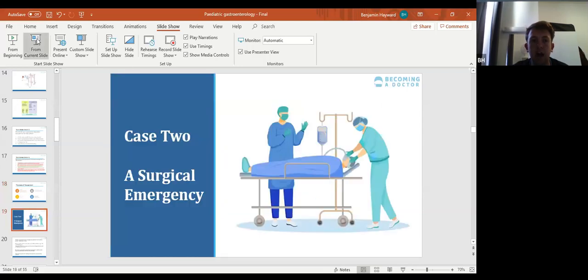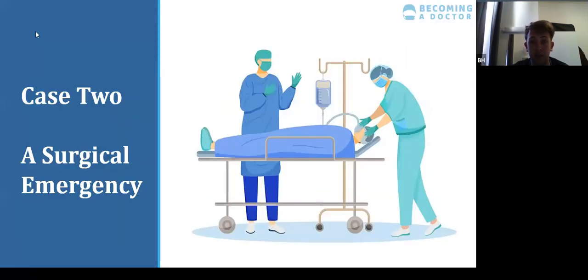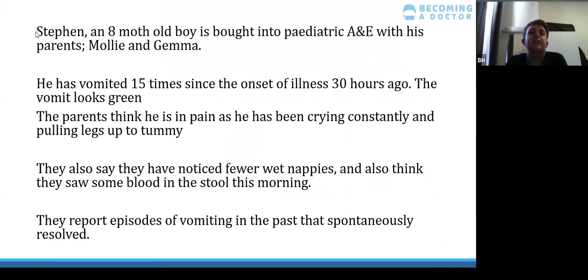So we're going to look at a surgical emergency now. So a bit different. Stephen, an 8-month-old boy, comes into Peds A&E with his parents, Molly and Gemma. He's vomited 15 times since the onset of illness 30 hours ago. Looking at the vomit, it looks quite green. The parents think he's in pain, as we talked about earlier, because he's been crying constantly and he keeps pulling his legs up.